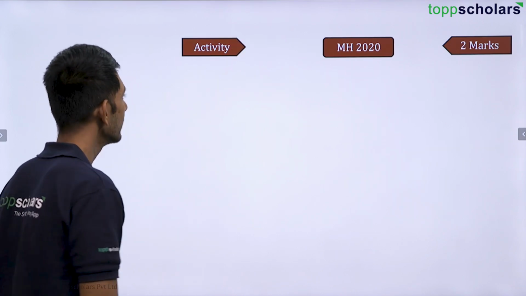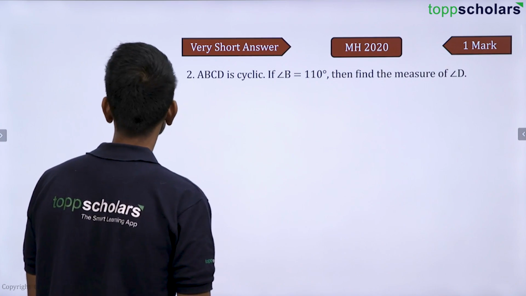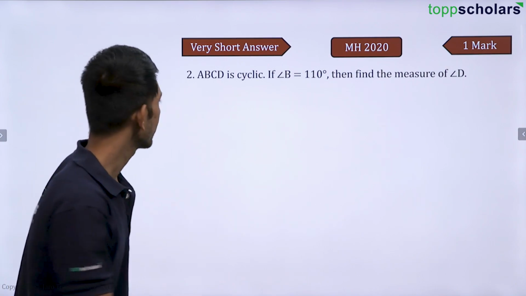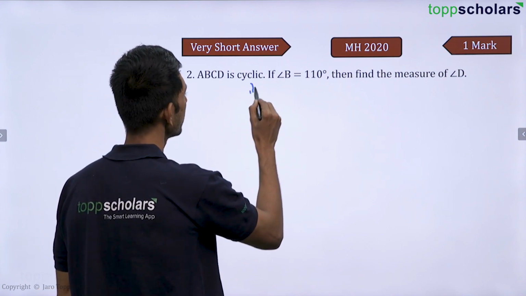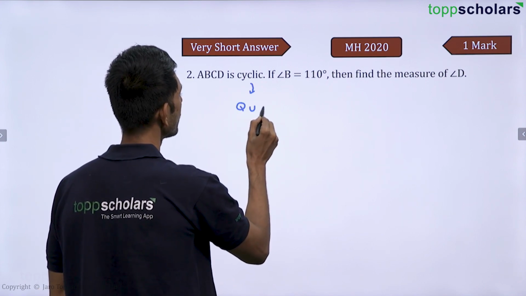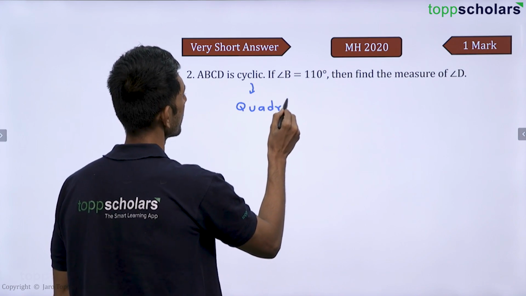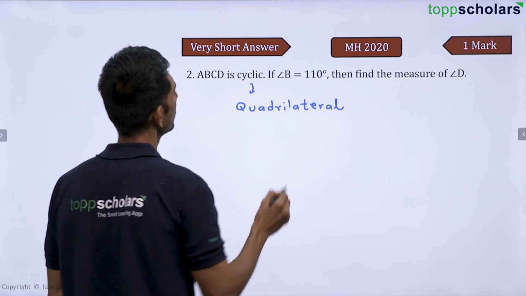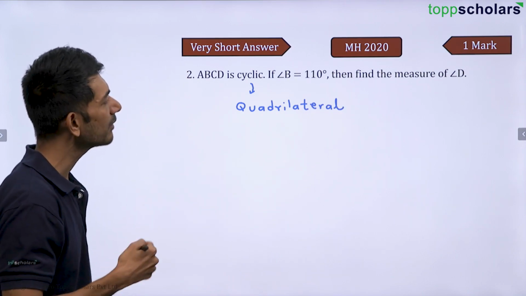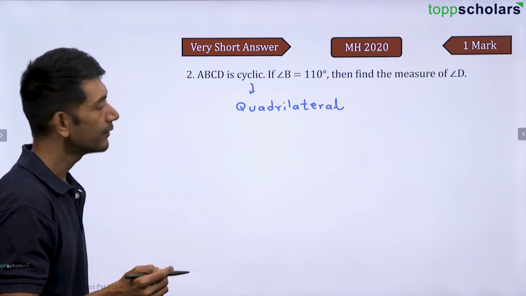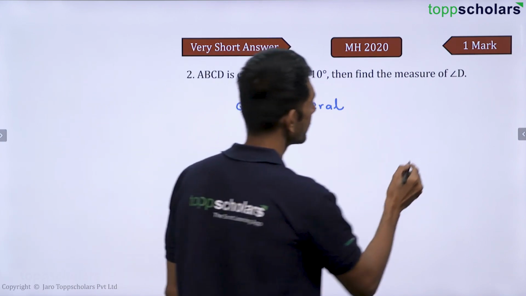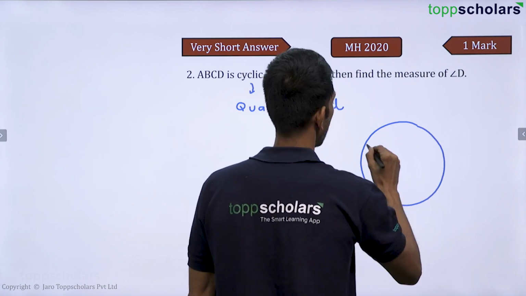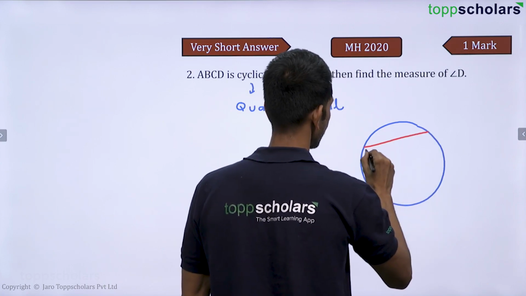Again a 1 marker, a simple question. So ABCD is cyclic. That is, it is a cyclic quadrilateral basically. ABCD is a cyclic quadrilateral and angle B is 110 degrees. We are supposed to find out the measure of angle D. So suppose there is a circle and we have a cyclic quadrilateral.